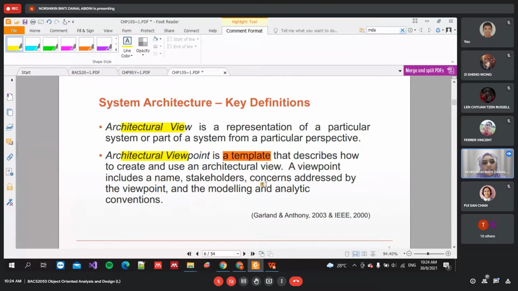And then concerns addressed by the viewpoint. When we're designing a system, stakeholders have their concerns that they address from the viewpoint. For example, last time during my project when I was working as a programmer, because I was in the banking industry, there was a client that asked us to develop a system.